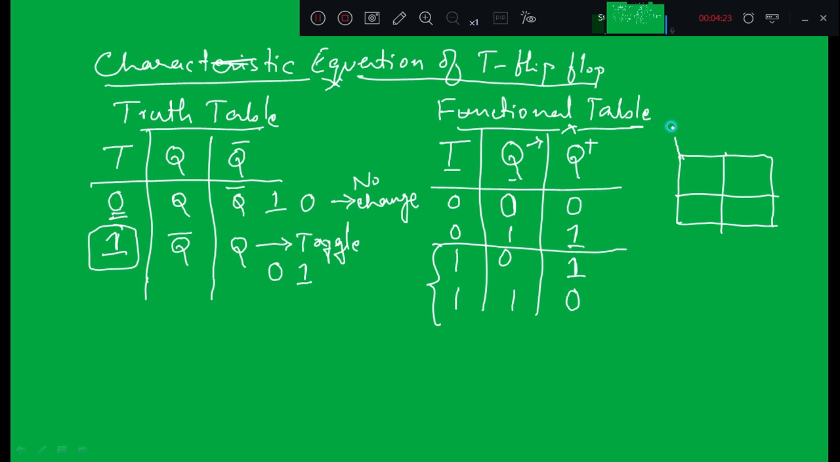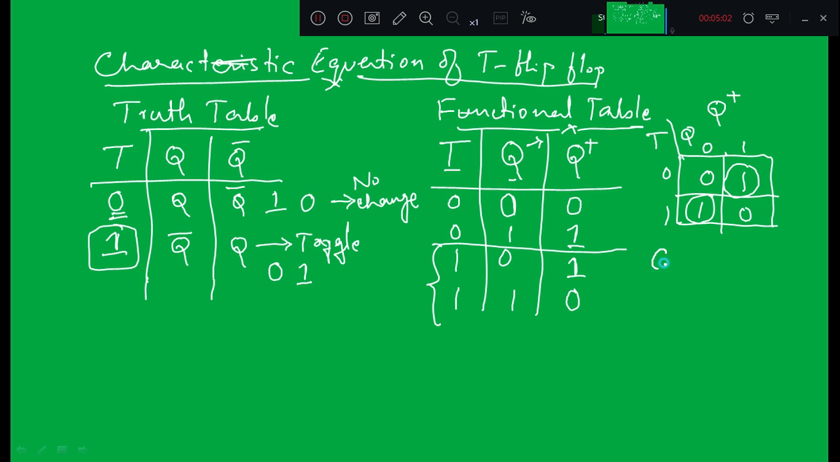Okay, so now this is a two variable K-map because we have two inputs, T and Q, right? So what will be the equation? Fill those cells with these outputs 0 1 and 1 0, right? So I cannot group these two ones. I cannot put these two ones in one group, right? Because they are neither logically adjacent nor physically adjacent. So I have to group them individually, right?